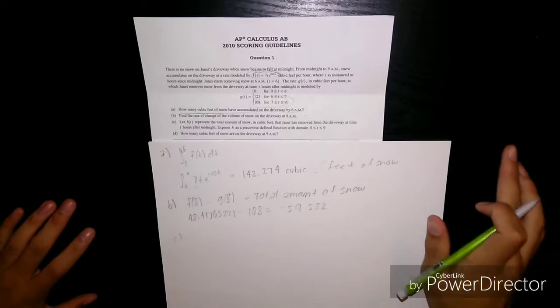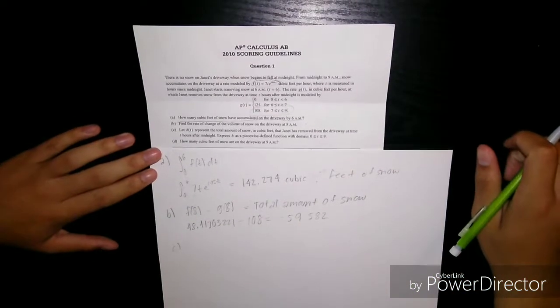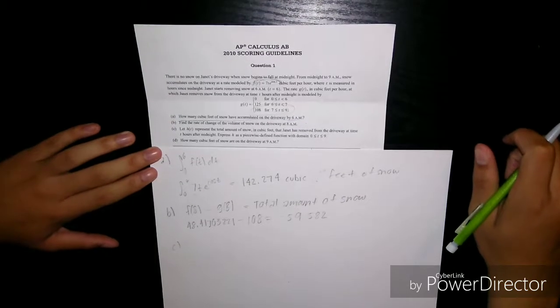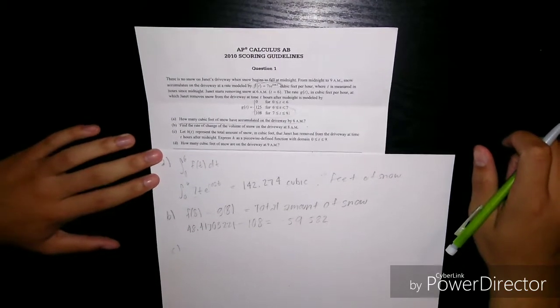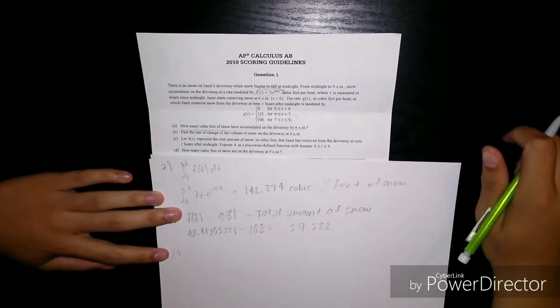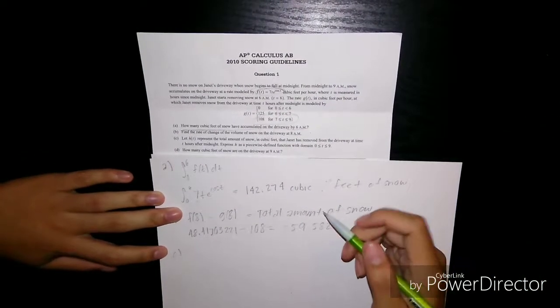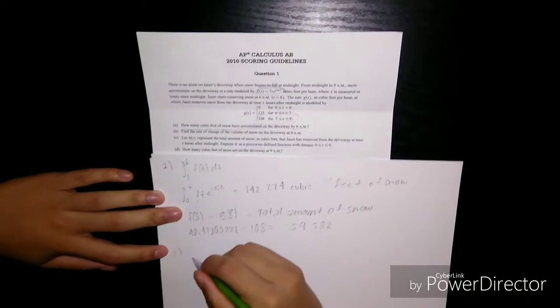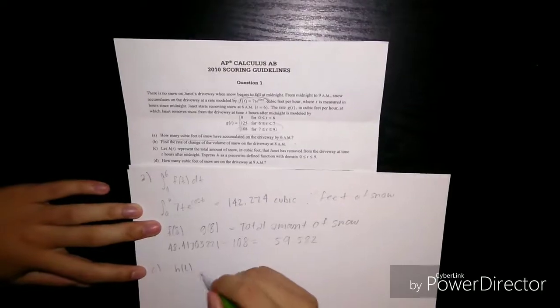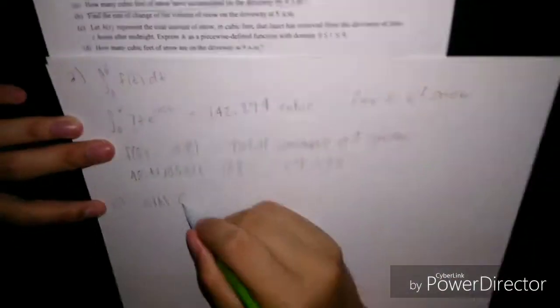Okay, for part C, it is asking: let h of t represent the total amount of snow in cubic feet that Janet has removed from the driveway at time t hours after midnight. Express h as a piecewise defined function with domain 0 to 9. So basically what it's asking us is to write a piecewise function that represents g of t. So h of t is going to become our piecewise function.